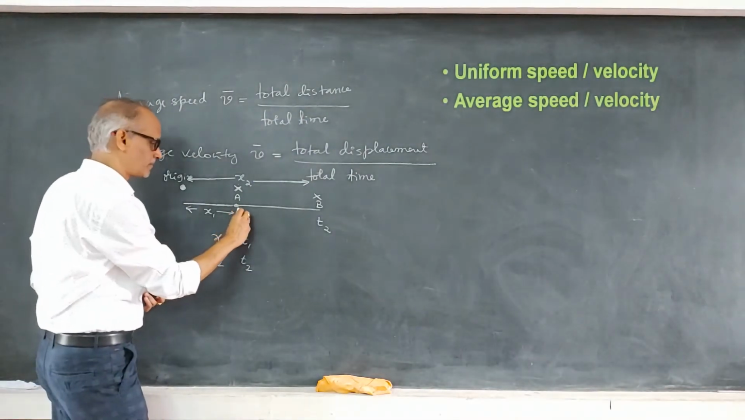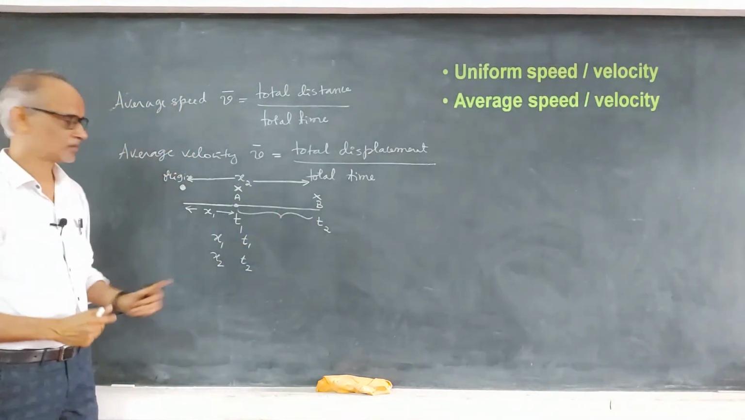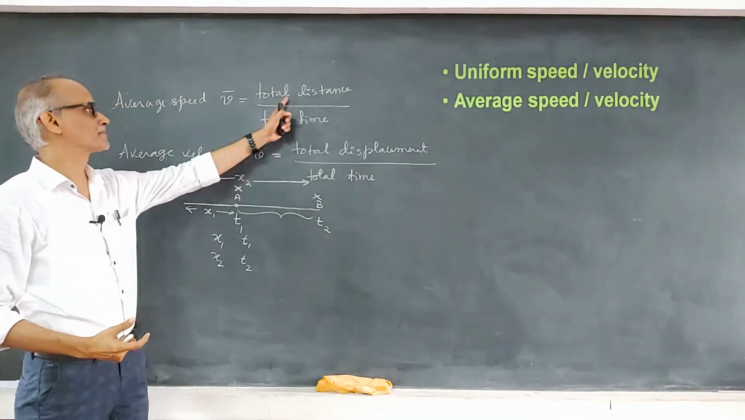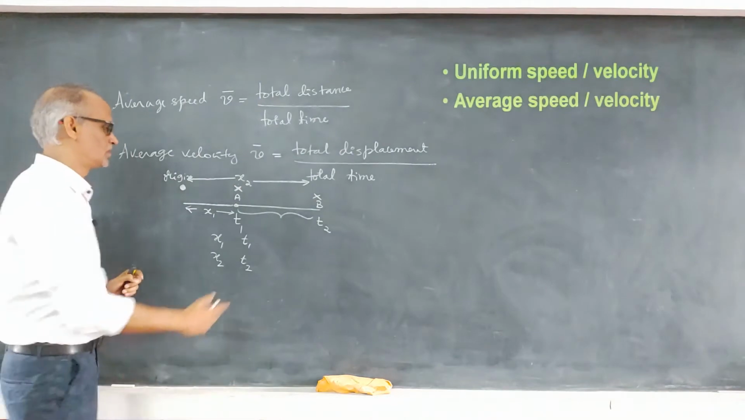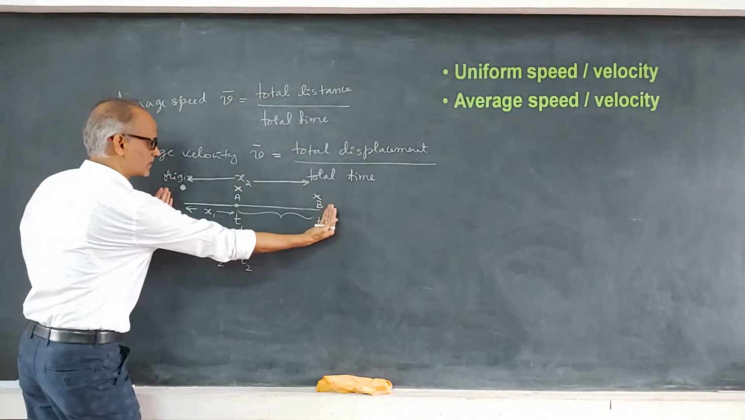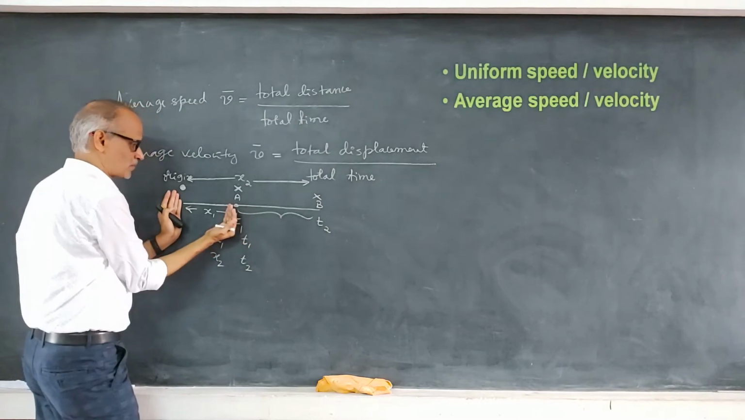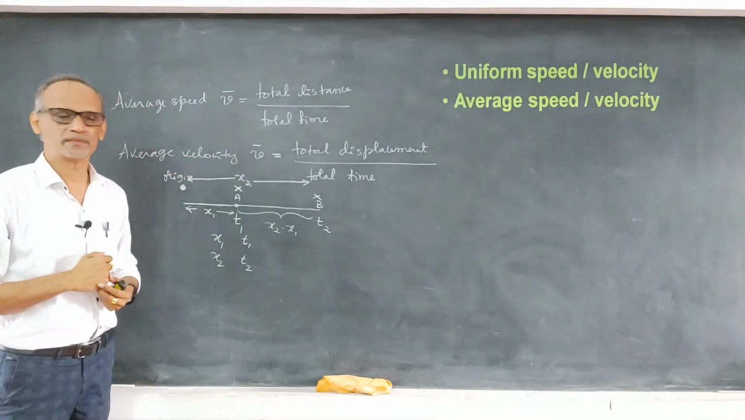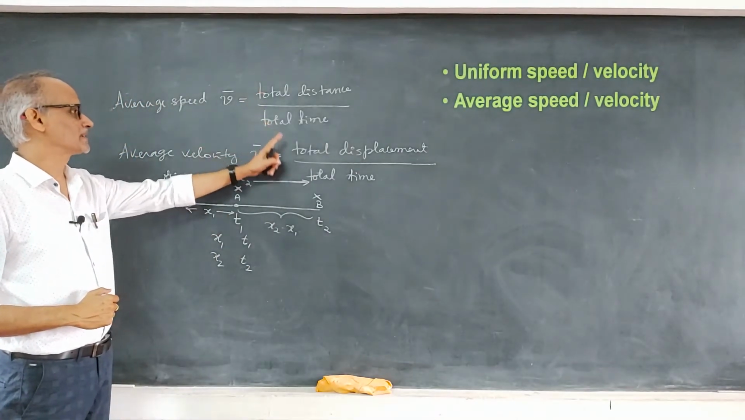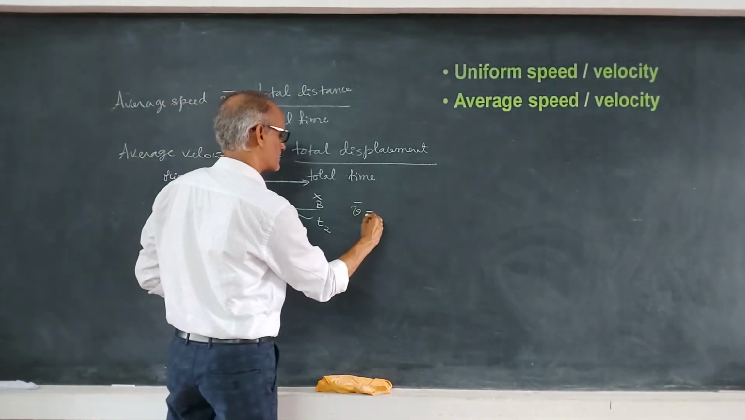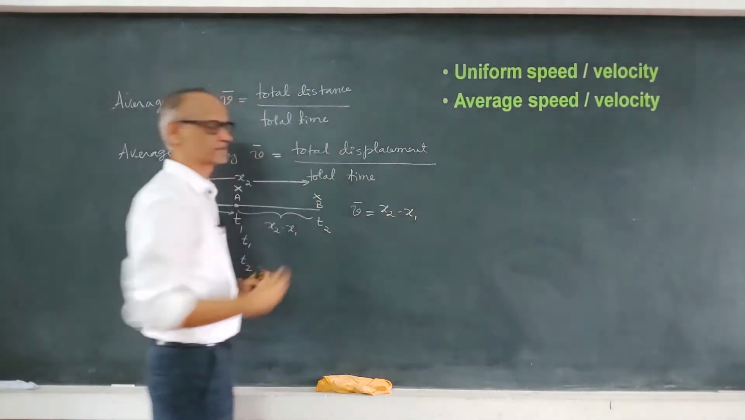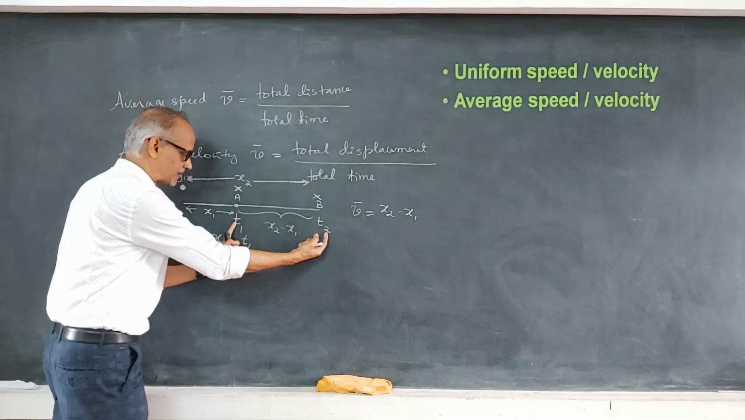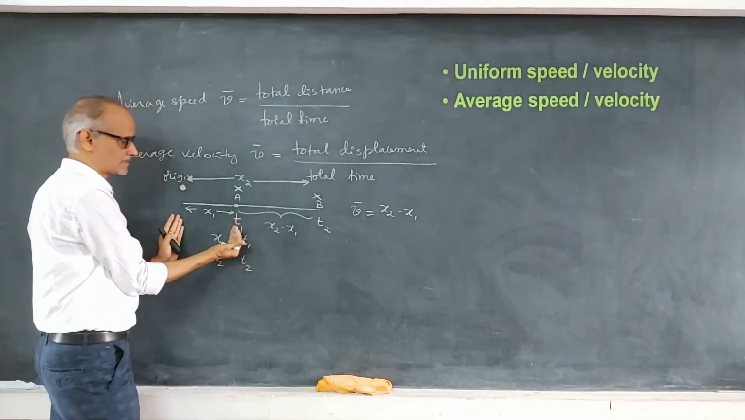In moving from A to B, it was here, and now it has come here. So what is the net distance or total displacement? We know x2, we know x1, so this distance is x2 minus x1. Hope you have understood. Therefore, the total distance as well as the total displacement is x2 minus x1. What is the time taken for this particular distance? The time taken is t2 minus t1.